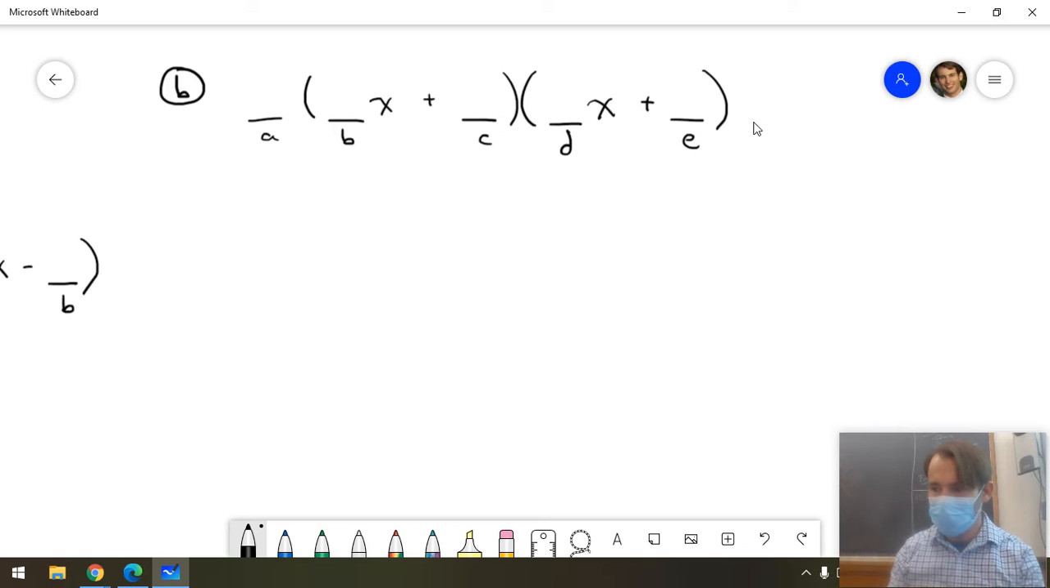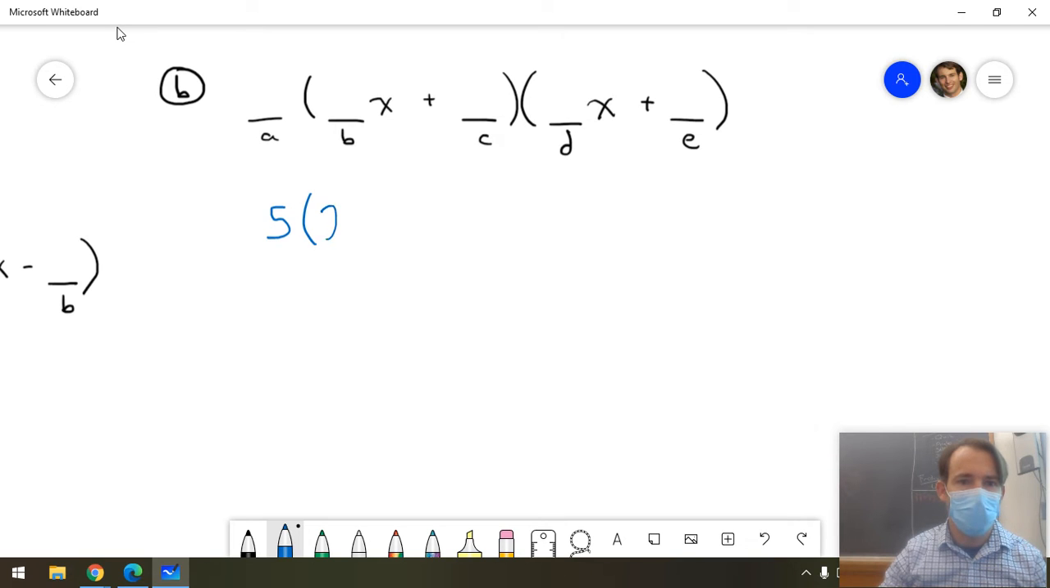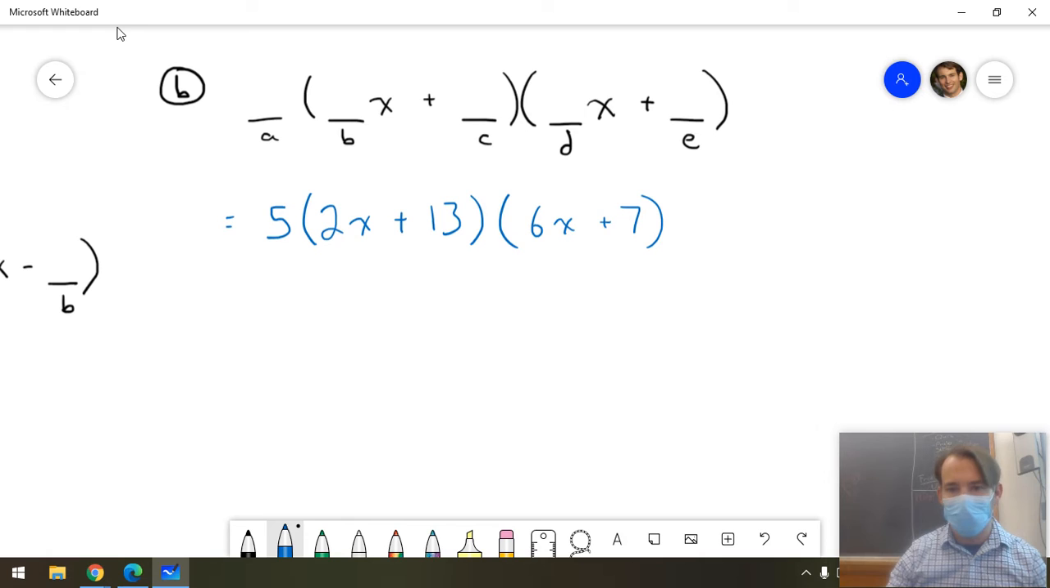Okay, so here's where all these numbers go. We can put them in any order that we want. So let's say we're going to start with, we're going to use blue here. Let's put the 5 out here, and then in here we'll have 2x plus 13, multiplied by, we had a 6 and a 7 as well, so we'll say 6x plus 7. This would be the answer to the problem that you're going to give to your friends.